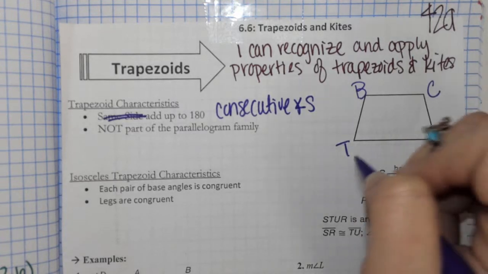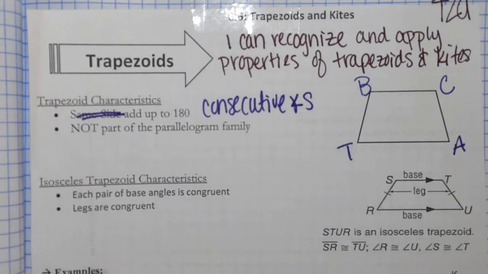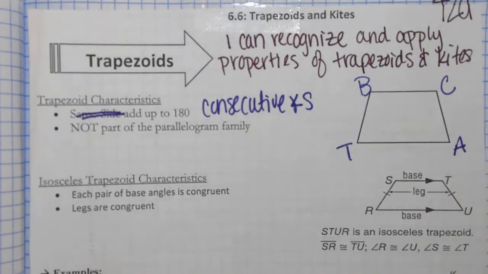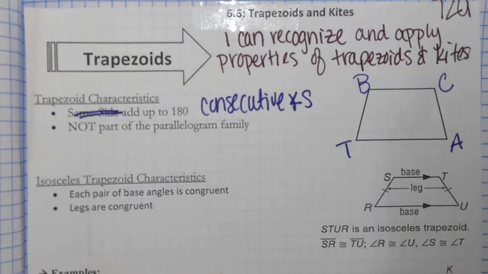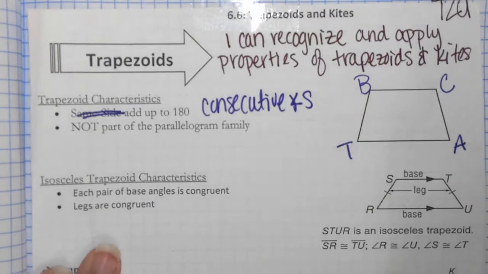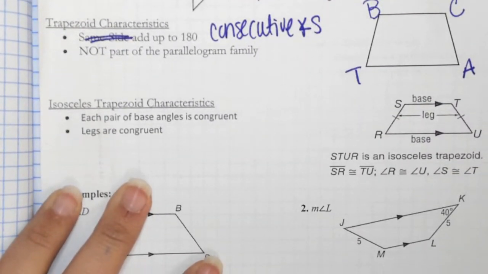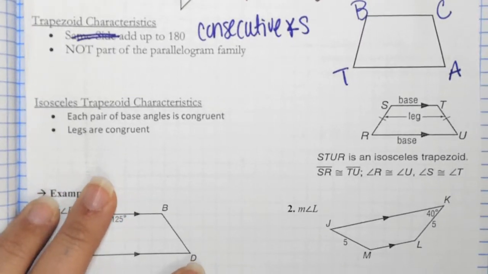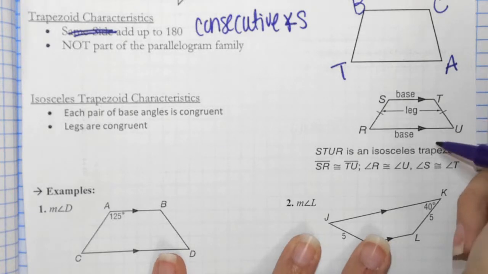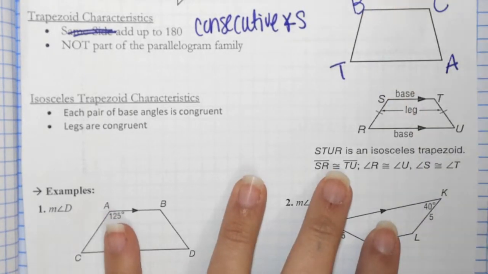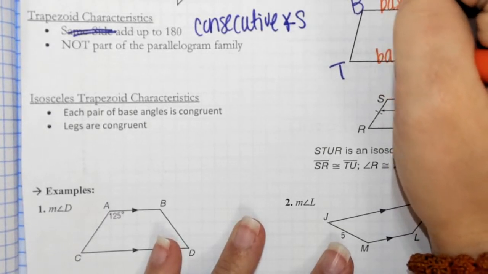Now, these are special, so we're going to have to talk about those in a second because special things happen to some of these. It is not part of the parallelogram family because it doesn't have all opposite sides parallel all the time. Now, you can have something special called an isosceles trapezoid. In an isosceles trapezoid, the top base and the bottom base are parallel. This is a base, and this is a base.